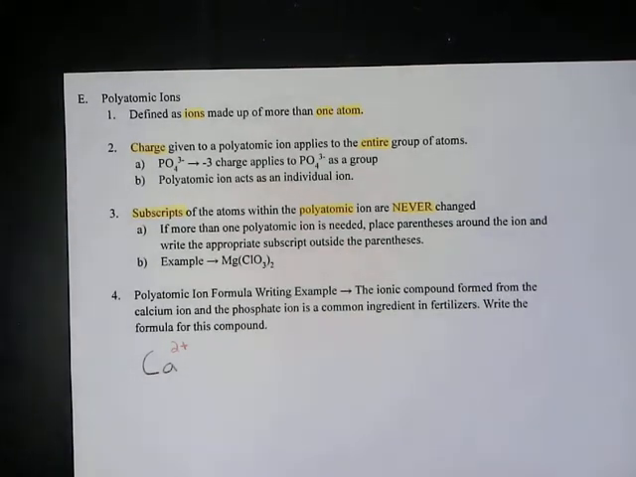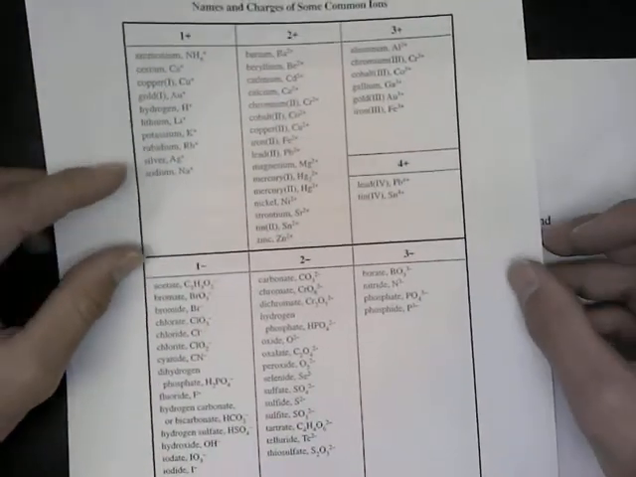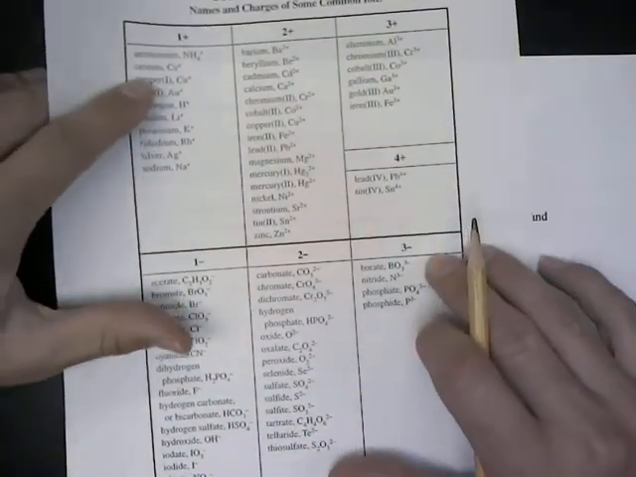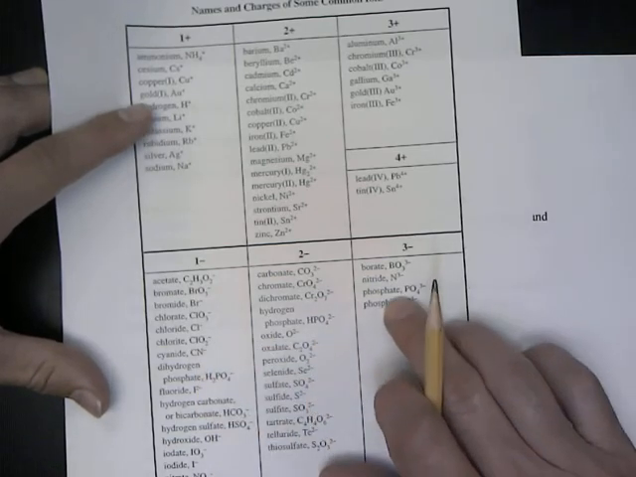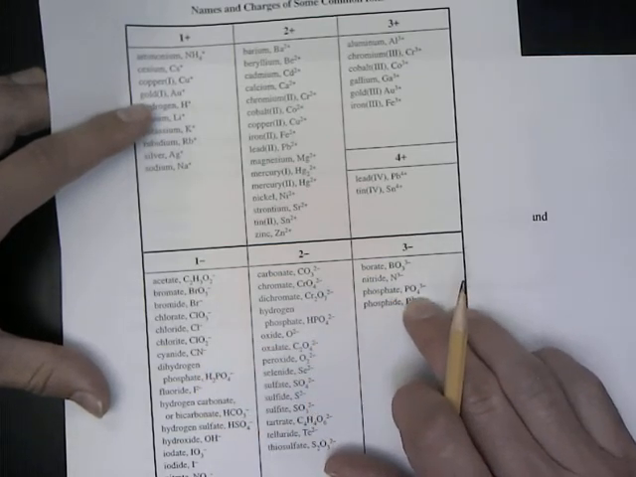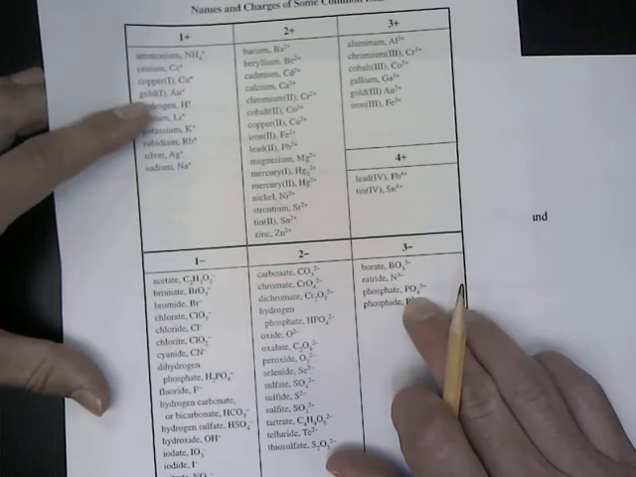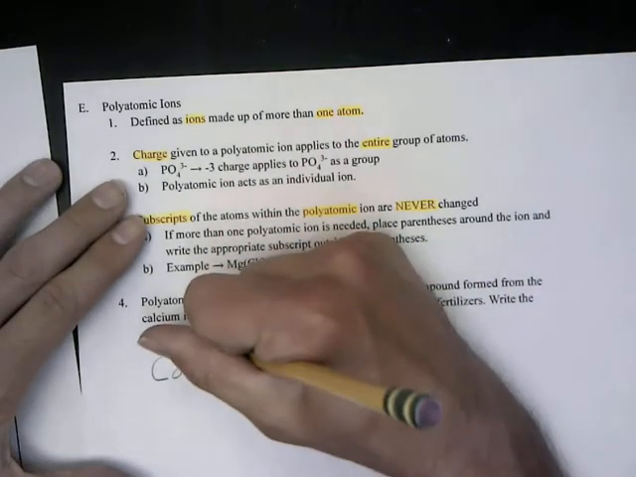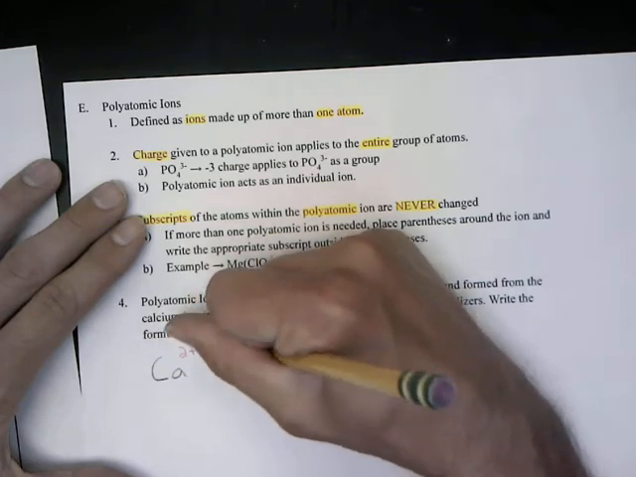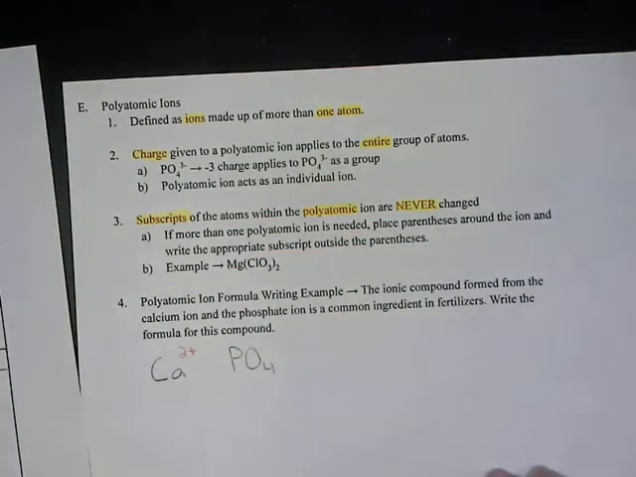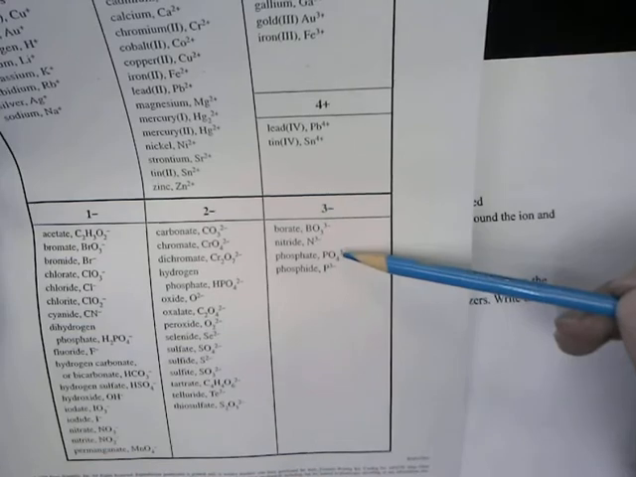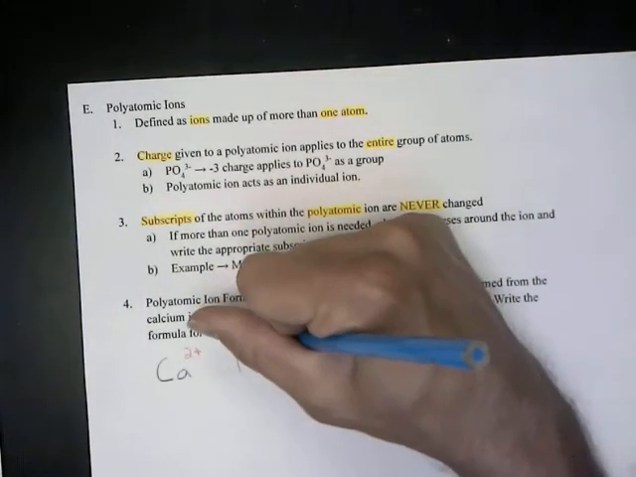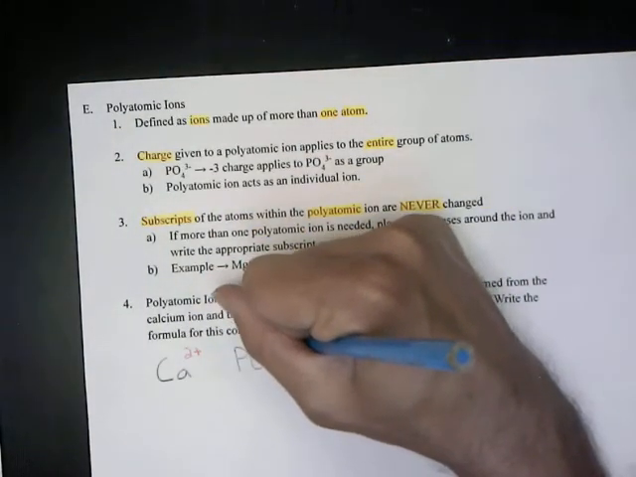So I'm going to use this chart here. I like using this chart. It's a little bit nicer in my opinion. And I'm going to look for phosphate. So I'm just going to scan. Oh, found phosphate. Phosphate has the formula PO4. That phosphate has a 3- charge. It's in the 3- column. So phosphate is 3-.